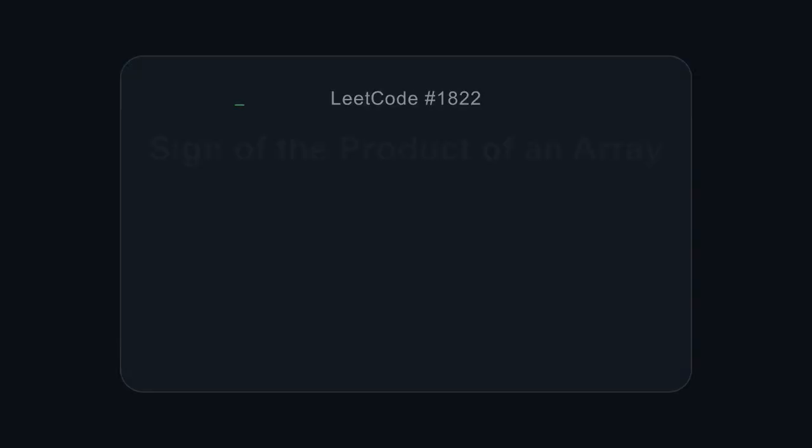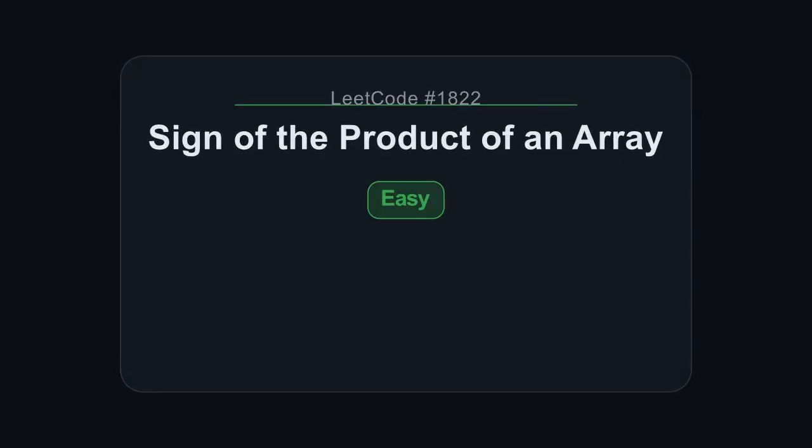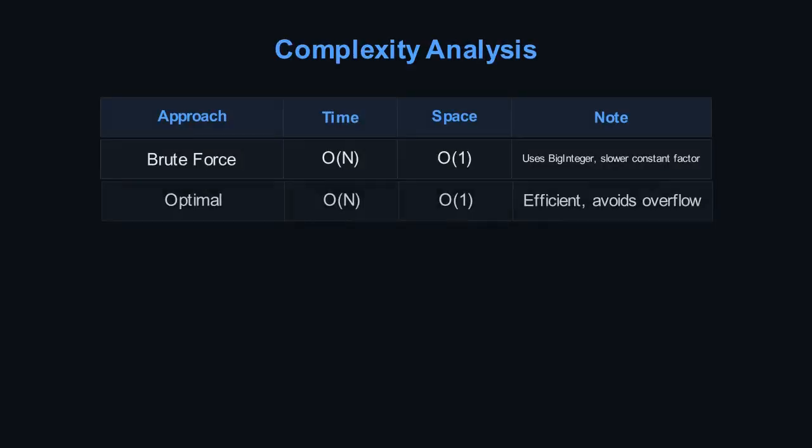You'll spot this pattern when a problem asks for properties of a product or sum, but explicitly warns about potential overflow, or when the magnitude of numbers is irrelevant, only their contribution to a final state. Anytime a problem asks for the sign or parity of a large aggregate value, think about counting negative numbers or zeros. The time complexity is O(n) because we iterate through the array once. The space complexity is O(1), constant space as we only use a single counter variable.